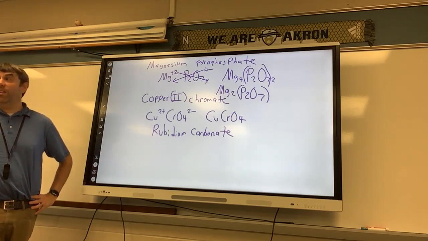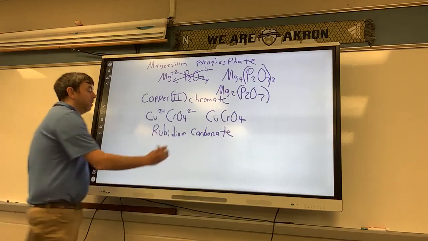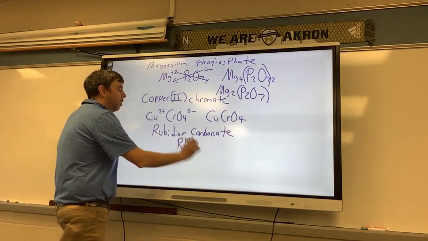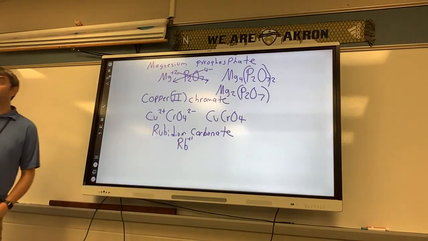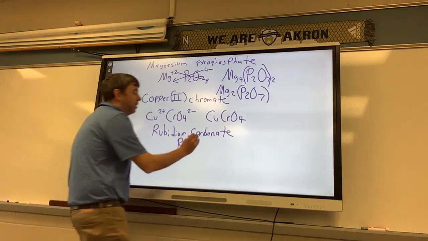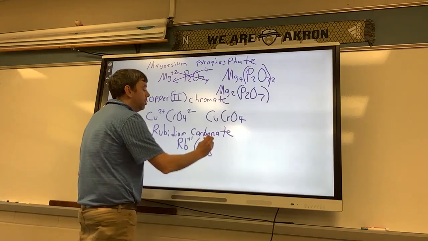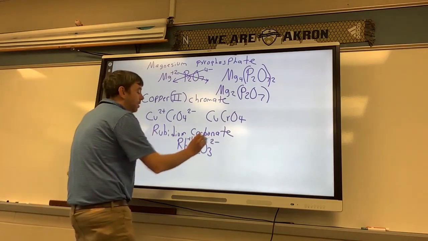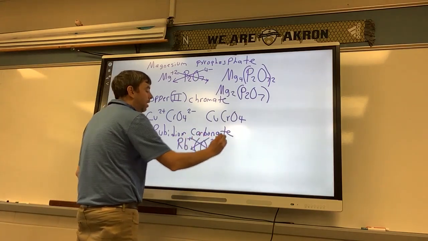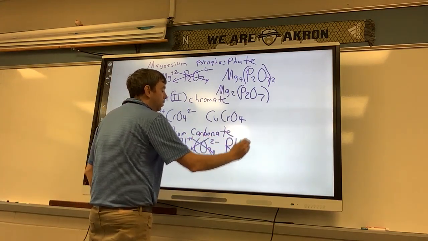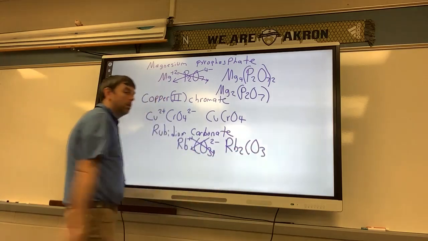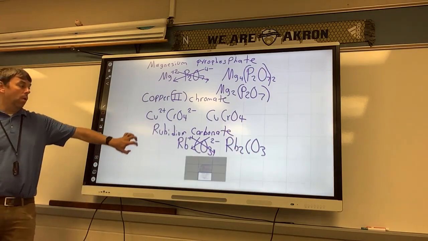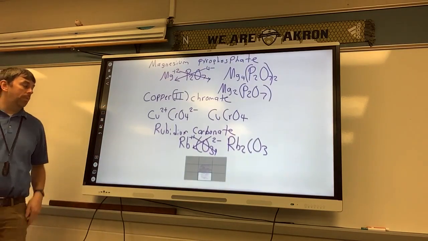Symbol for rubidium is Rb. Charge is +1. What is carbonate? CO3 with a 2 minus. Is that a perfect match? No. So I'm going to crisscross. 2 is going to come here. 1's going to come here. Going to give me Rb2CO3. Is that what you guys said? Yeah? Okay, one more. Then we'll go the opposite way.